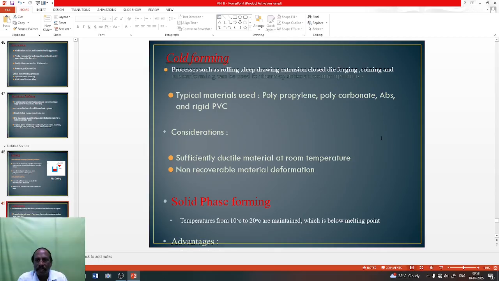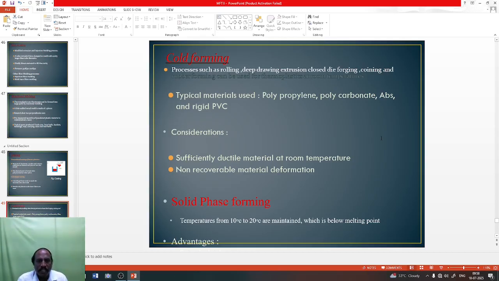The long size wire by two dies. Coining, making coin sizes with the round diameter and with thickness 1 mm, 2 mm, and the rubber forming. You can form the rubber by using the thermoplastic at room temperatures. So these are some of the processes. Typical material used is polypropylene, polycarbonate, ABS and rigid PVC. So these are the materials.